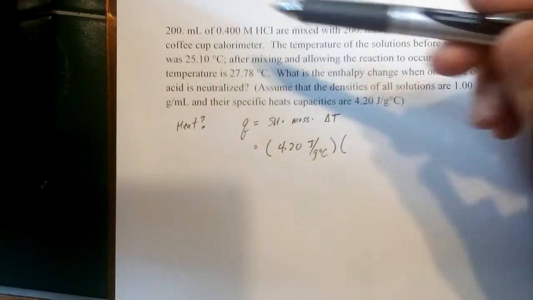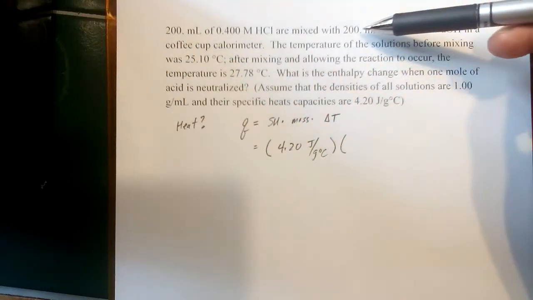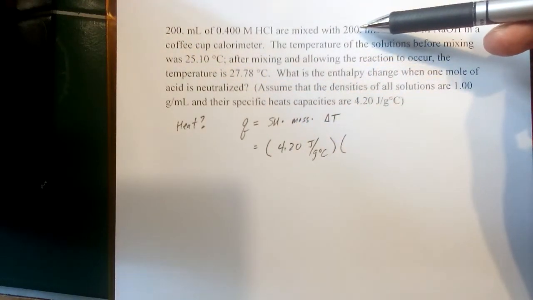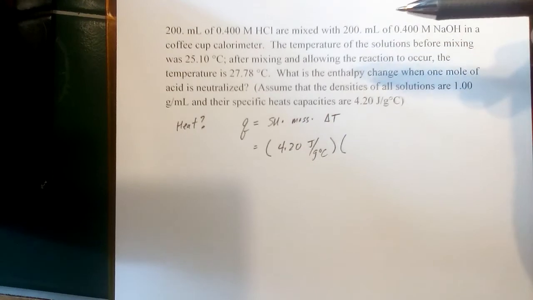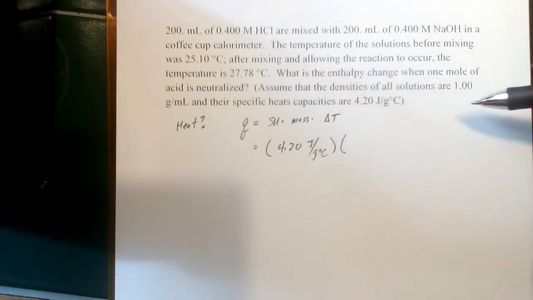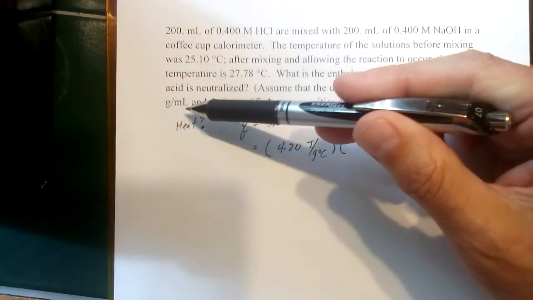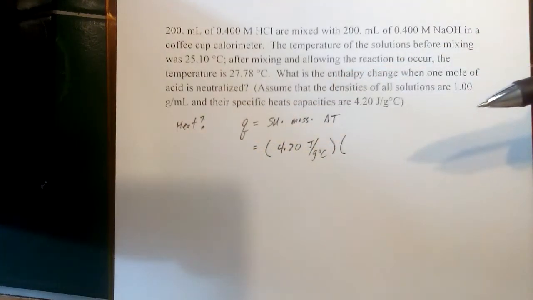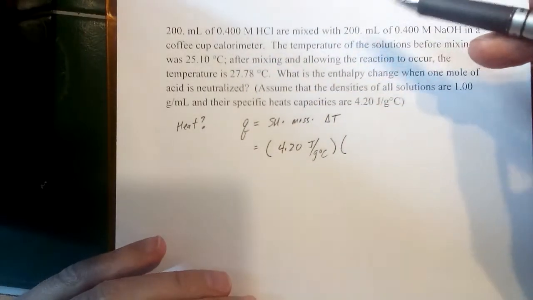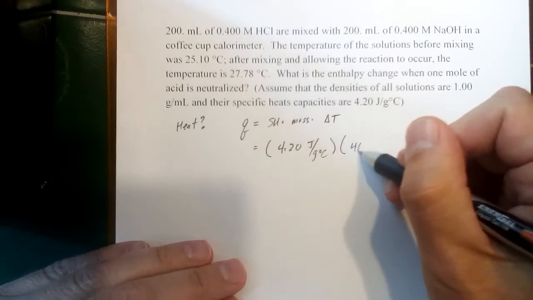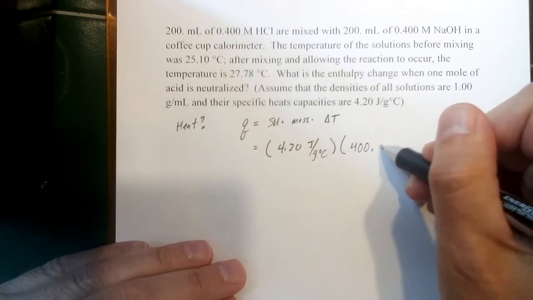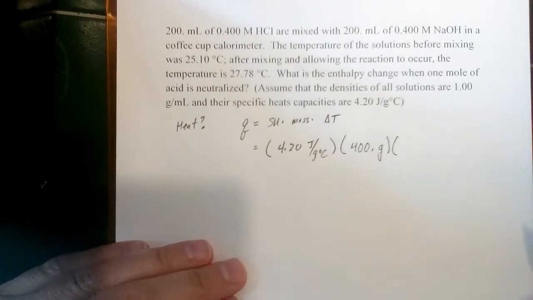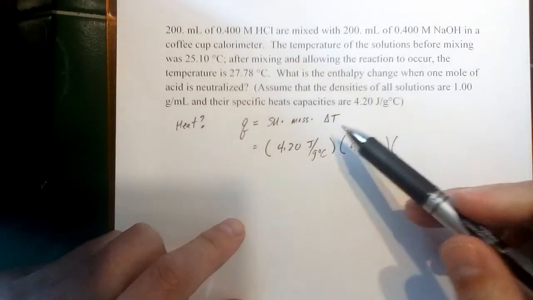The mass here, we started with 200 milliliters of one solution and combined it with 200 milliliters of another solution, so that's 400 milliliters total. We're told to just assume that the density is 1. Again, that's reasonable for water. So if we have 400 milliliters, that would be 400 grams. Three significant figures there. And then the temperature change, right?